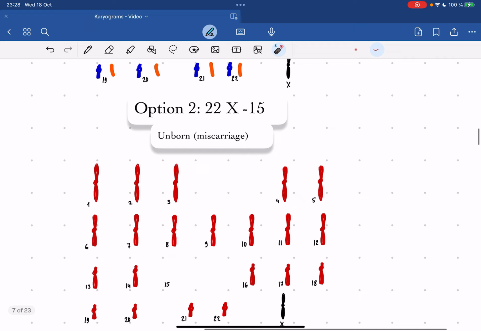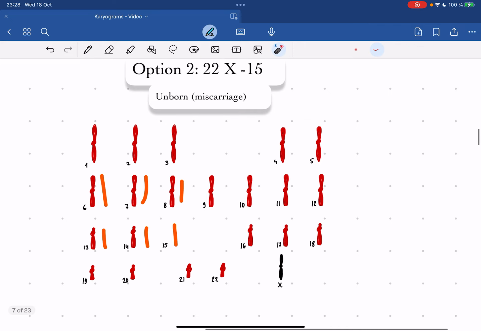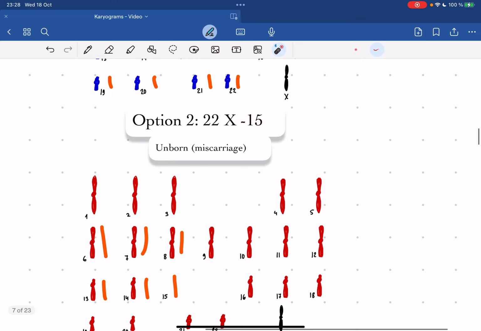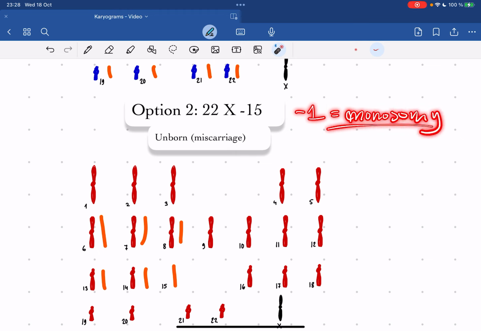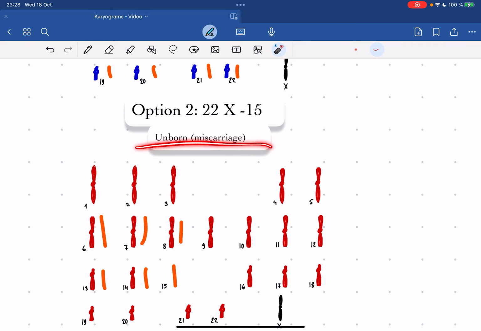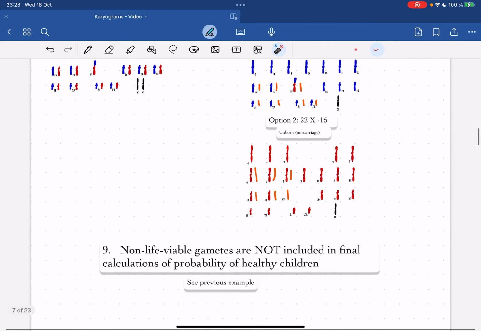But you can also choose to not have that chromosome right here, in which case, if we add the dad's chromosomes, right, like that, we will only have one chromosome representing number 15. And therefore, it would be number 15 minus number 15. And with minus one chromosome, that would equal to a monosomy. And we know that every monosomy is equal to an unborn miscarriage. Monosomy means we only have one chromosome in a chromosome pair later on when we develop this embryo, right?